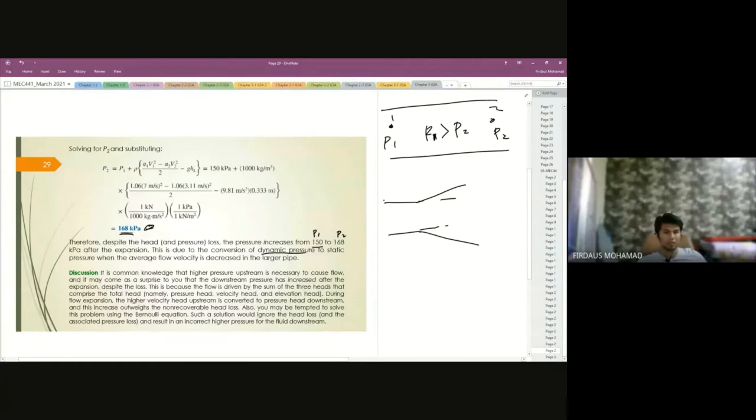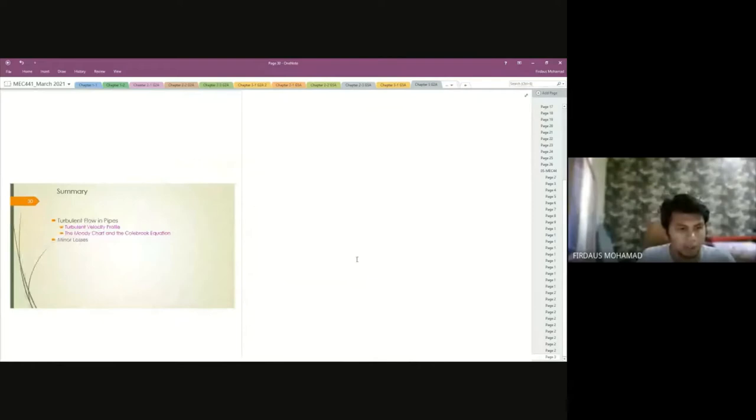loss. Okay, so also you may be tempted to solve this problem using the Bernoulli equation. Such a solution would ignore the head loss and the associated pressure loss and result in an inaccurately higher pressure for the fluid downstream. Okay, so that is only for minor losses. Summary: we have learned about the turbulent velocity profile, the Moody chart, the Colebrook equation, and minor losses. Okay, so that's all for the tutorial.